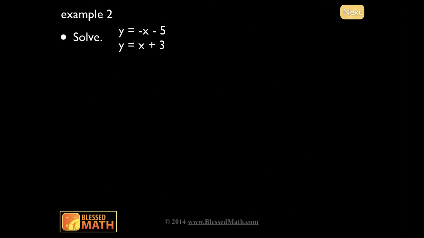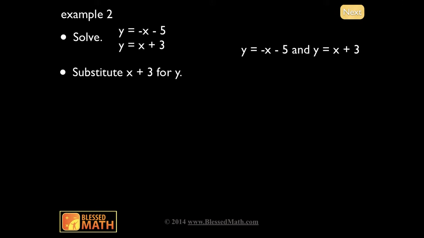Example 2. We have y is equal to negative x minus 5 in this system of equations. And we have the second line, y is equal to x plus 3. So we have y being negative x minus 5 and y being x plus 3. So it's safe to say that negative x minus 5 is equal to x plus 3.